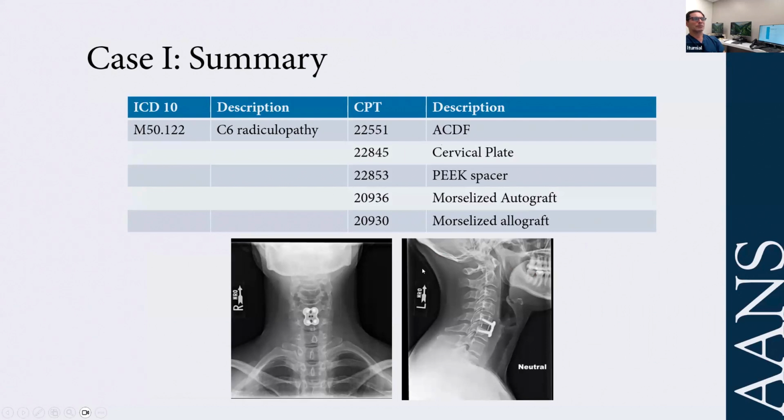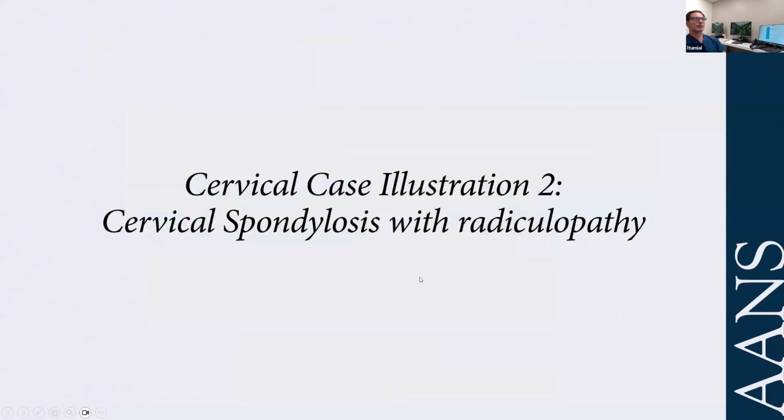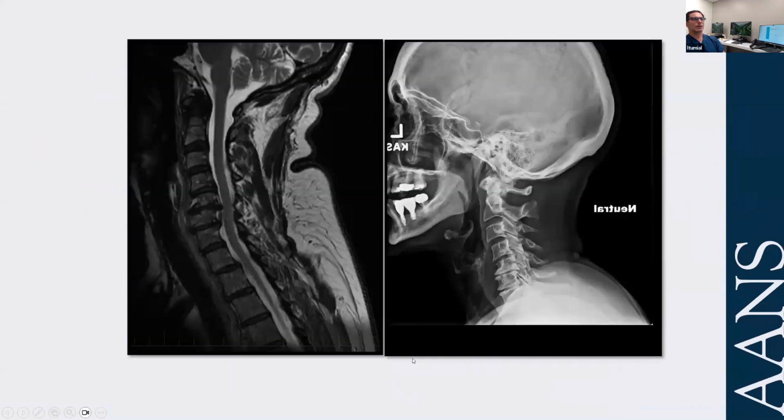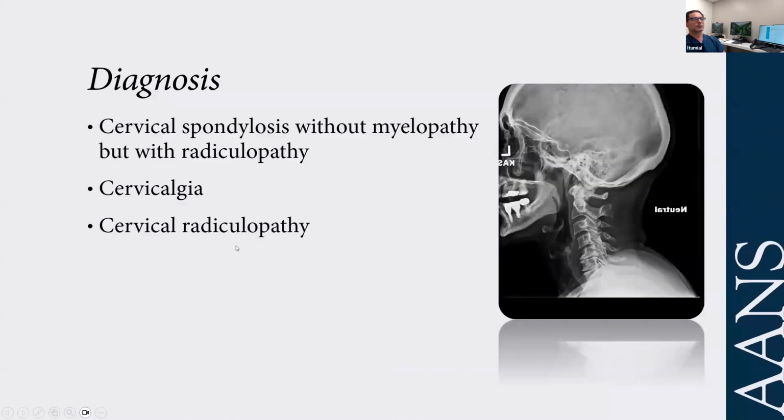Radiculopathy codes. All right, let's do this one now with spondylosis. This is an individual who looks like the Romberg is negative, weak, they have a positive Spurling sign, shoulder, so it's all radiculopathy. That's a bad looking neck. I would not use the M50 codes here. I would be using something else because this is a pretty advanced spondylosis. No myelopathy, but with radiculopathy.